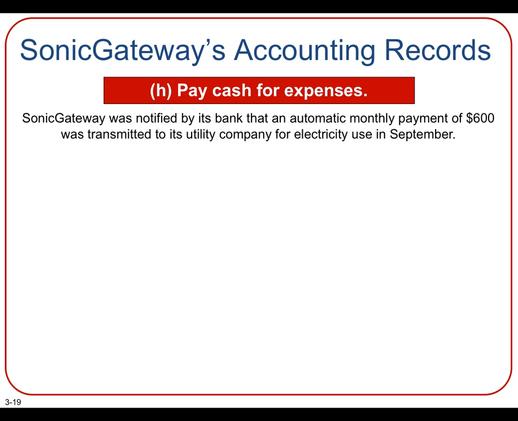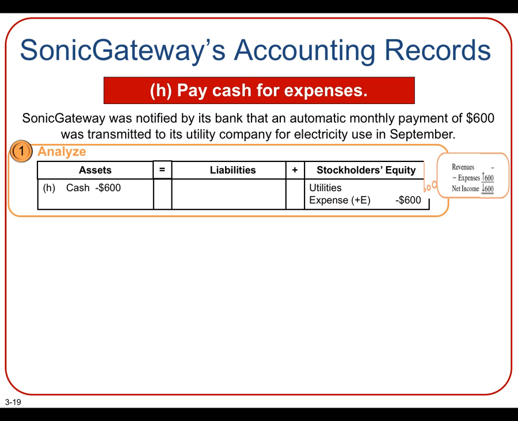So by the end of September, you got a notice in your bank account saying we paid $600 to the utility company for the month of utility that you used, right? So you already used the month of utility in September, which means you already incurred this expense. And then you also paid cash for it. So now you have an increase in your expense.